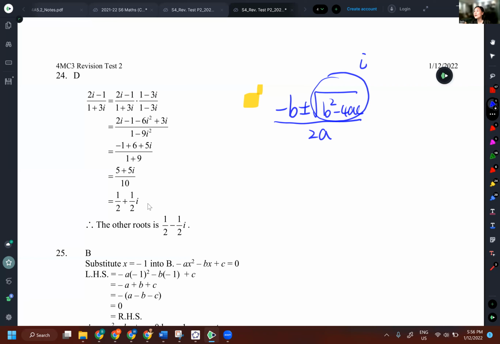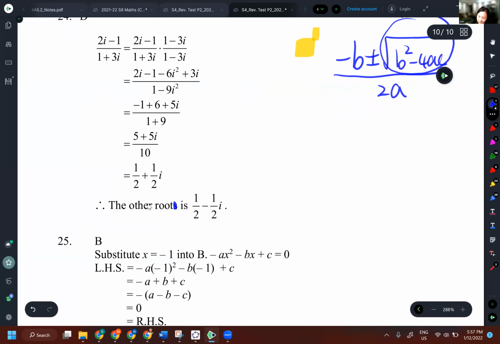It's negative b plus something and negative b minus something. It's written in the structure of the quadratic formula. The quadratic formula tells that they are conjugate. So you can immediately know the other root. The other root is 1 over 2 minus 1 over 2i.